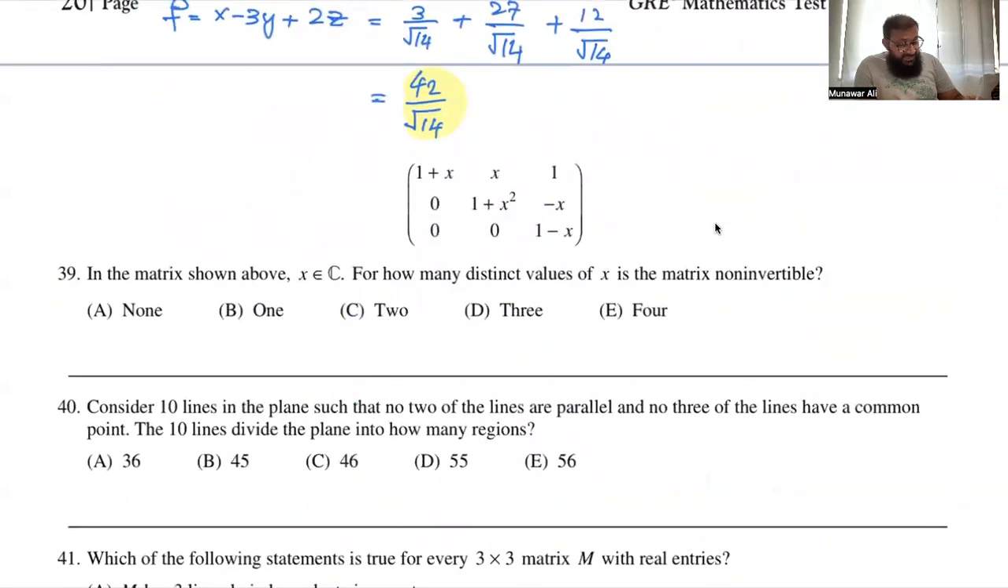Okay, question number 39 is too simple. It says that for how many distinct values of X is the given matrix non-invertible?